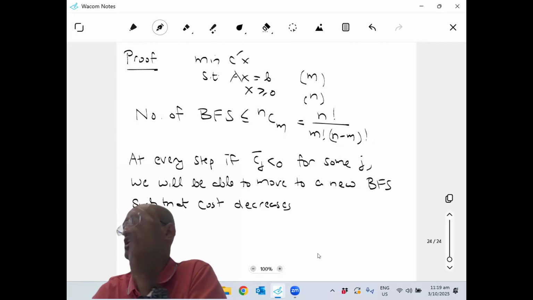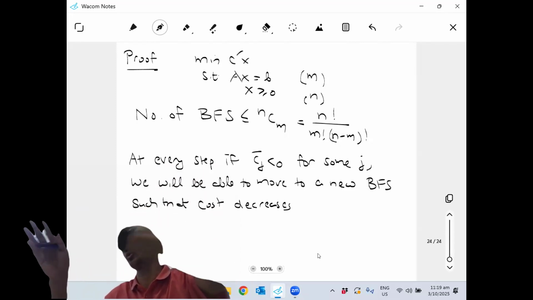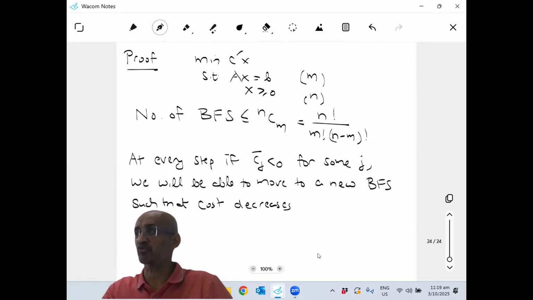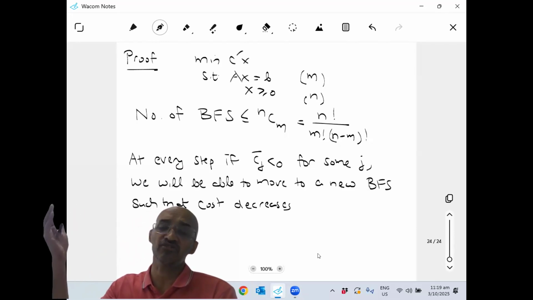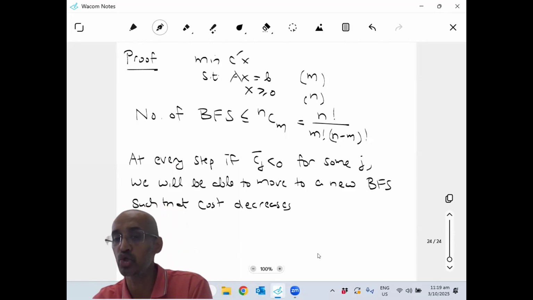It decreases at a rate of Cj bar. If you go some amount of distance, you will decrease at this rate, theta times Cj bar. And Cj bar is negative, suppose it's negative, and theta star has to be a non-zero value. Okay. So you are moving to a new basic feasible solution such that the cost decreases.